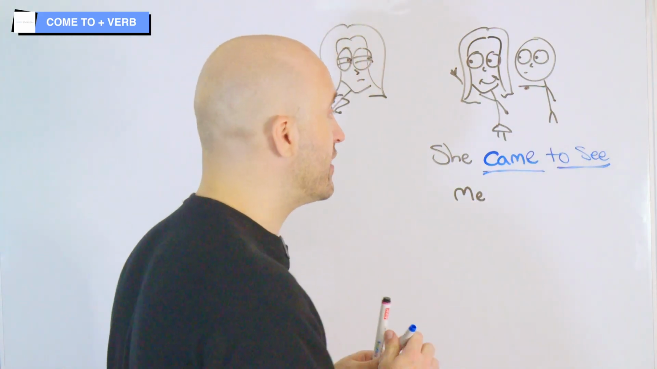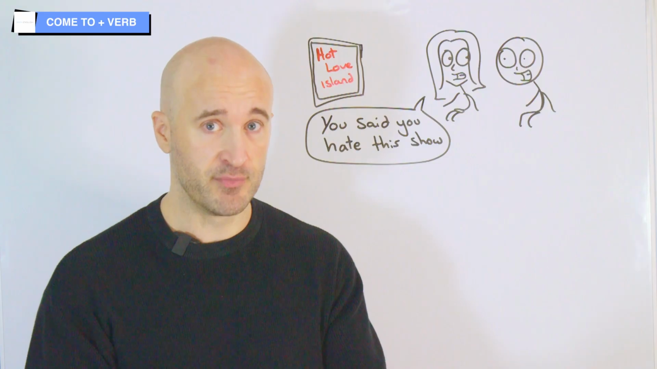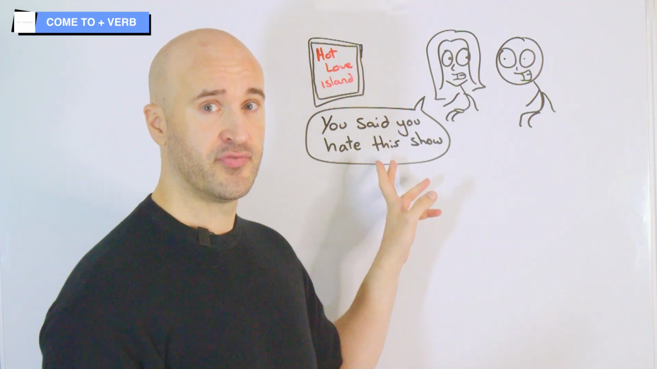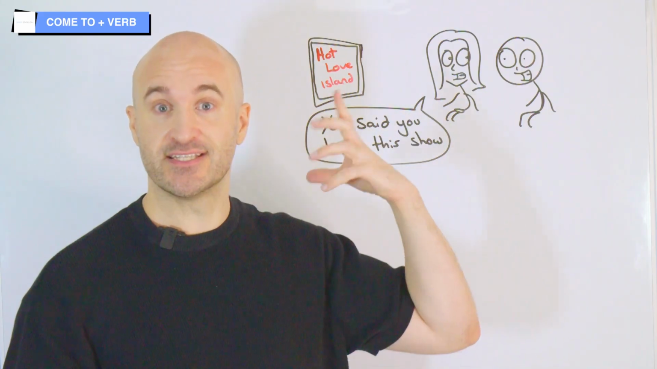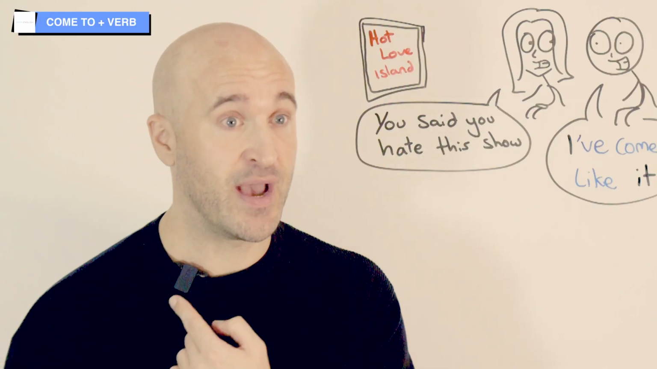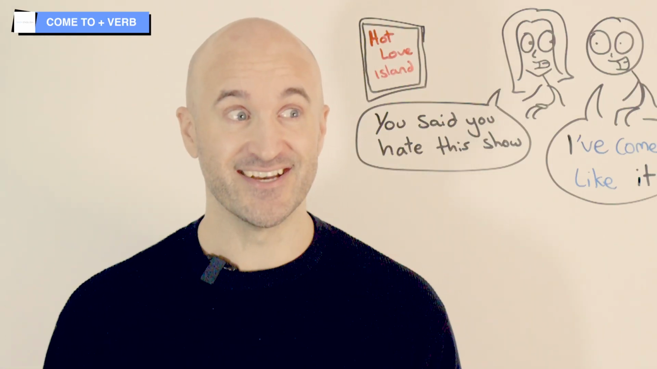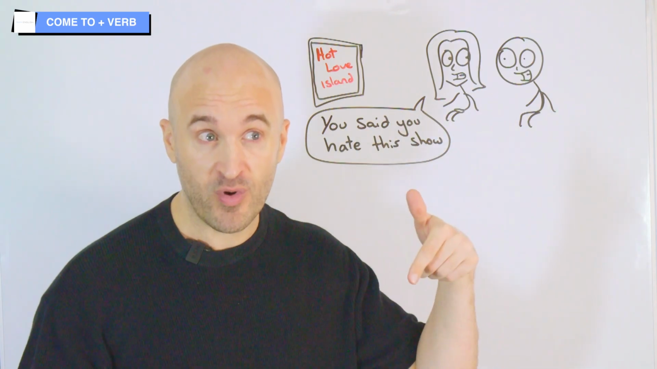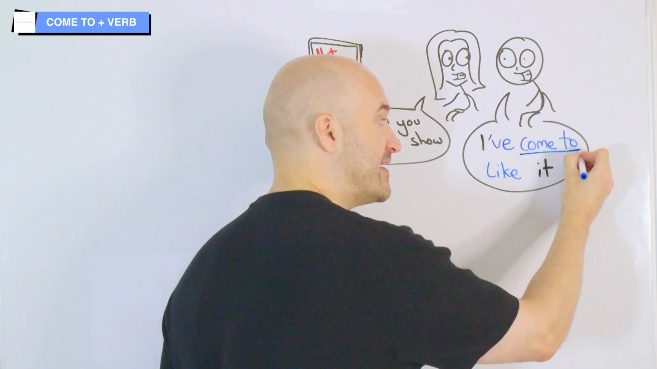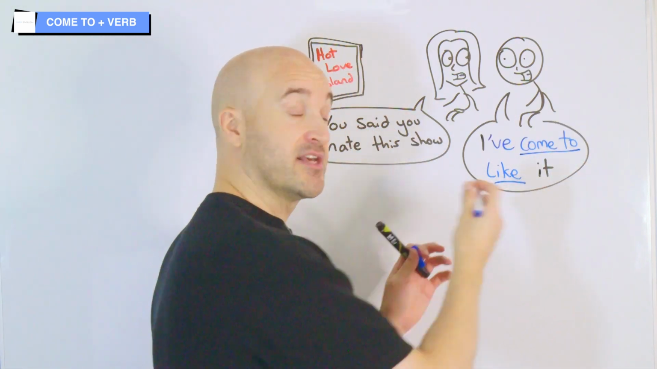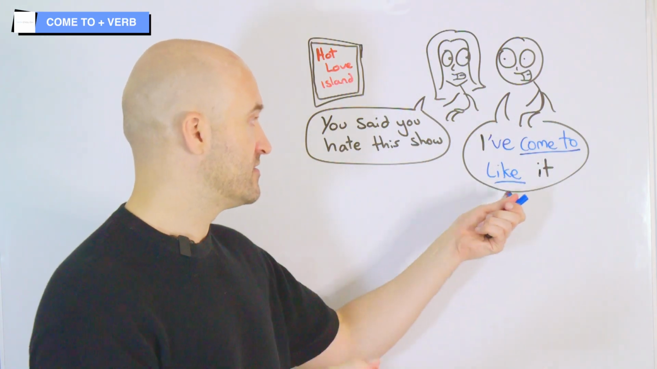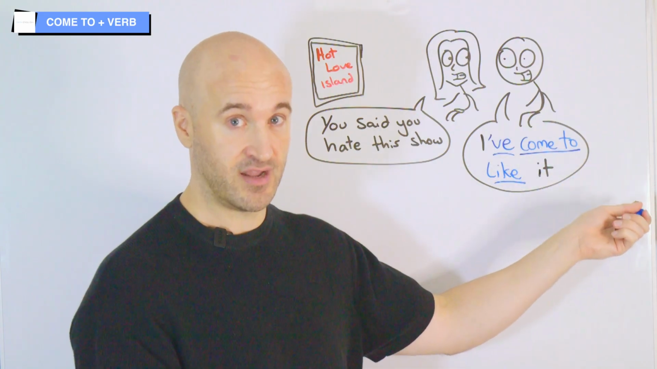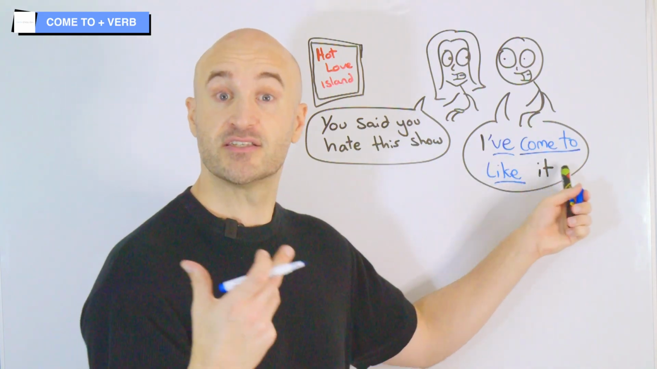But again, if you look at it a different way, for example, if you are watching a show that you said you hated, but now you're enjoying it, you can explain this and say, I changed my mind. "You said you hate this show." "Yeah, I've come to like it." Yes, I hated it, but now I have started to like it. This way of looking at it, "come to" plus a verb, this means start to do something or change to this now. So "I've come to like it" literally means I've started to like it.